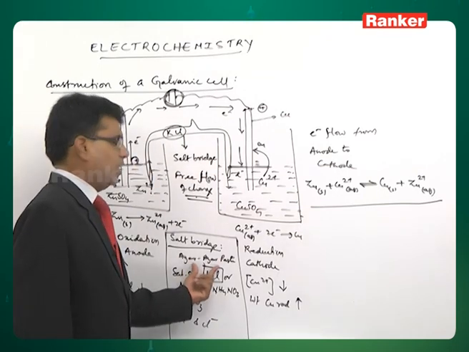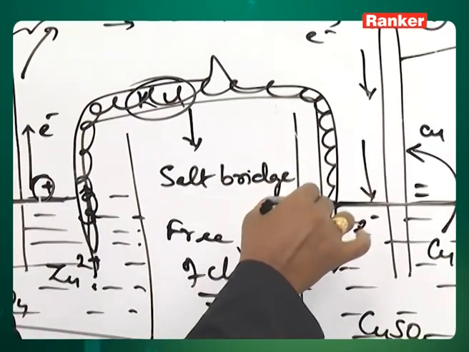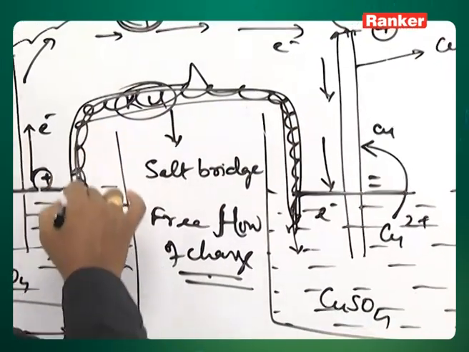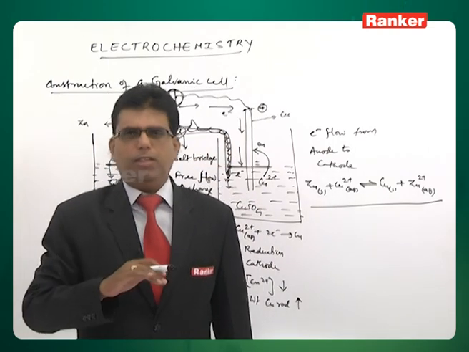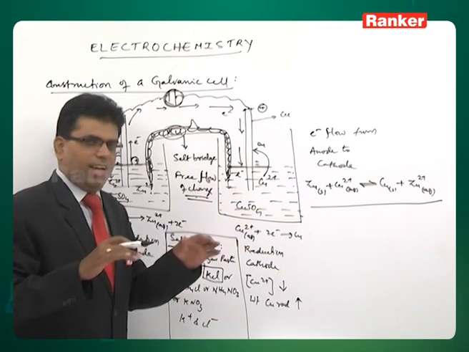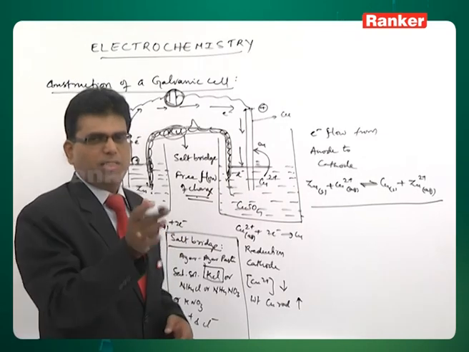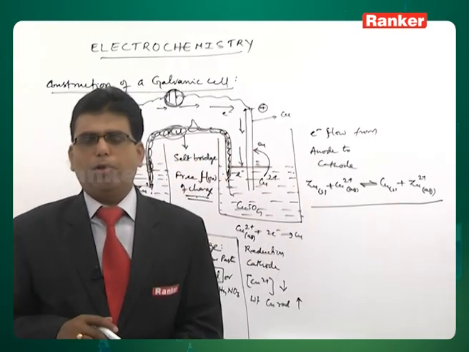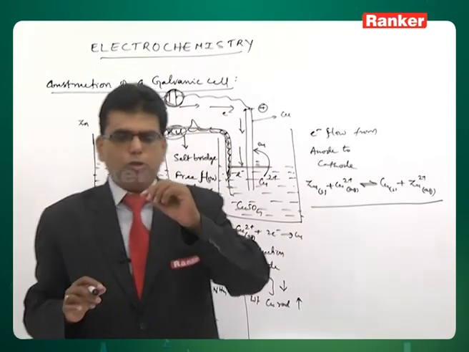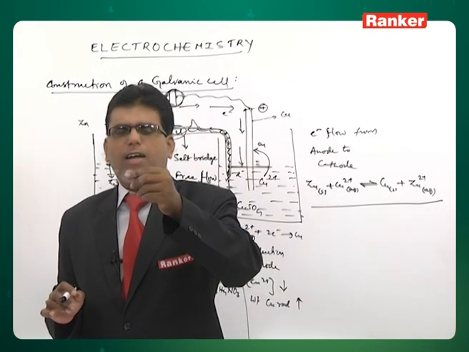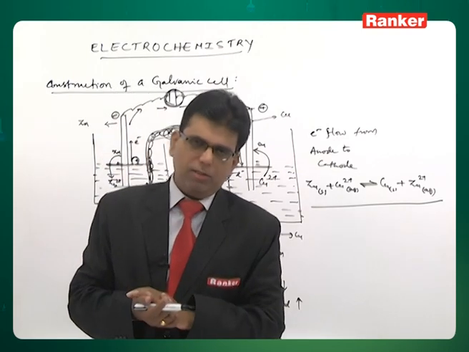Then what is the purpose of agar-agar paste? First, the tube is filled with agar-agar paste, and then the solution is allowed to flow, to give a smooth and slow flow of electrolyte. Otherwise, if agar-agar paste is not there, the solution will suddenly move from one side to the other side. There will be a sudden flow of solution. But if you have agar-agar paste filled in between, then there is a slow movement of the solution, and as a result charge will be transferred equally in opposite directions.